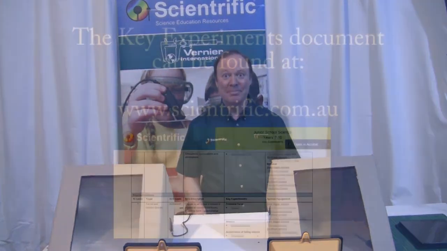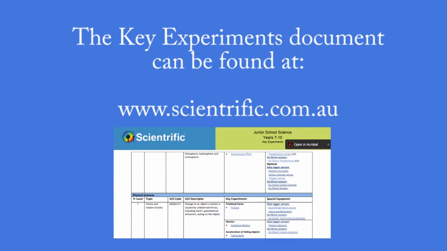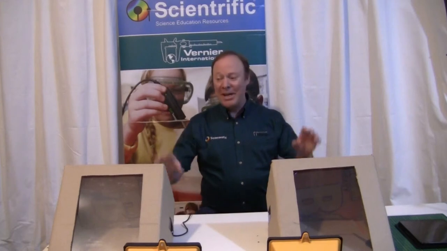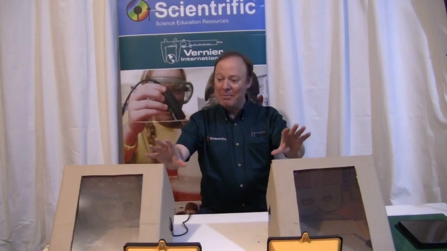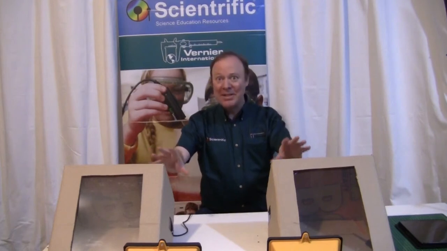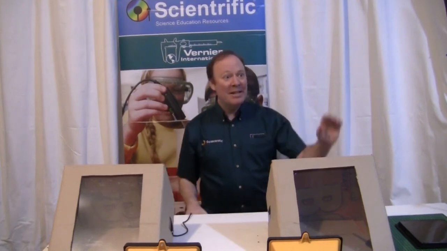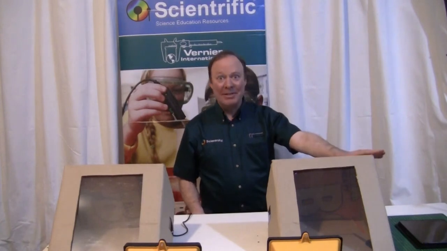Today's topic, we are going to be looking at collecting heat and light data in relation to solar homes. This is going to be an extrapolation of the solar homes experiment that can be found on Scientrific's website in the Key Experiments folder. In this experiment, we have two solar homes made of cardboard. These two solar homes have Vernier heat probes and light probes inside of them. We'll be collecting that data using graphical analysis.